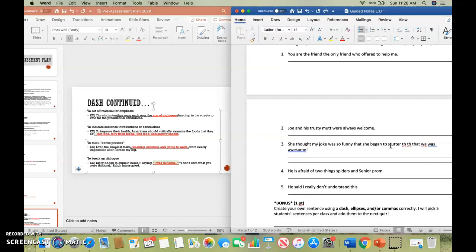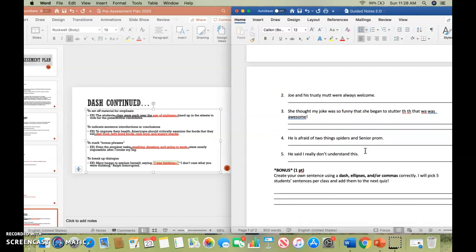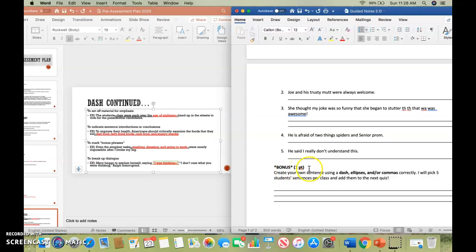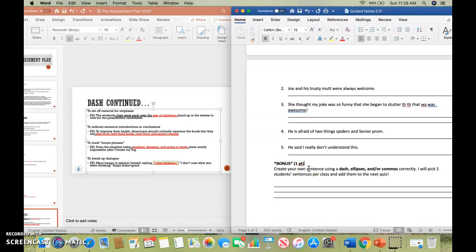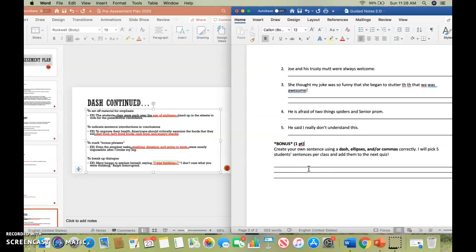I will give you a heads up that number 3 has lots of ellipses. Also, the last question I have up here is just bonus. If you would like to create your own sentence, I'm going to pick a couple per class and put them on the next grammar quiz that we have, which could easily be this Friday, but definitely going into next week, just to have another big reminder quiz so that we're all on the same page.